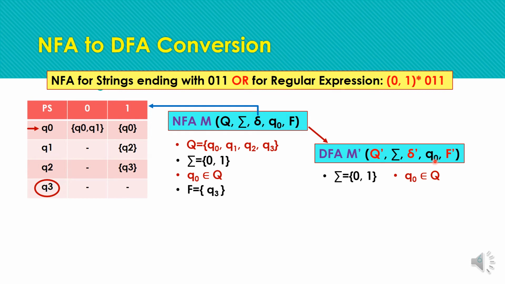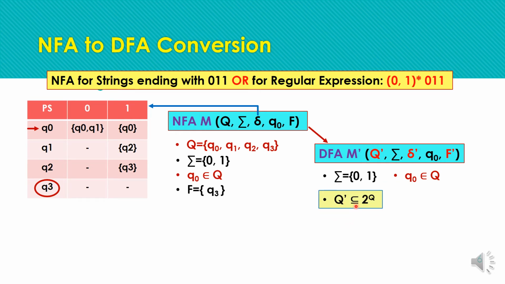So we have named them as Q dash, transition function dash, and F dash. These tuples are not going to be the same as the NFA. But in some cases there might be cases where we have the same tuples, the same number of states, the same transition function and the same final states. But that is not the case for all cases.